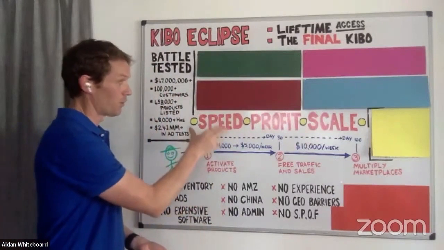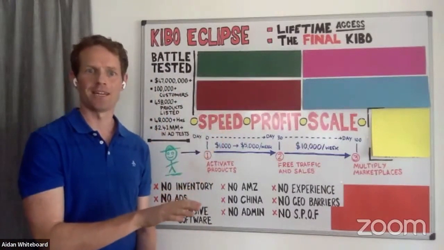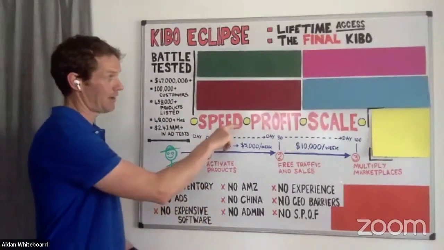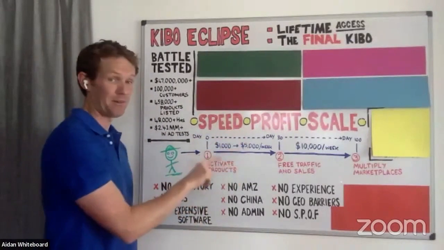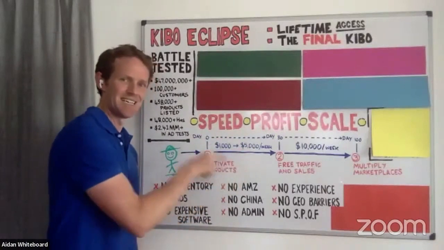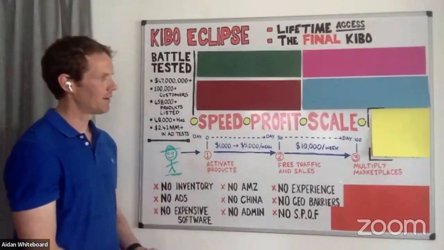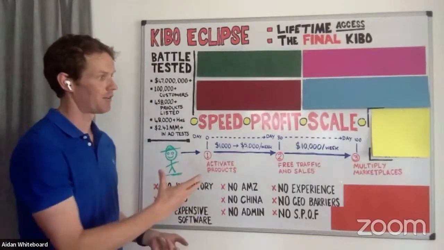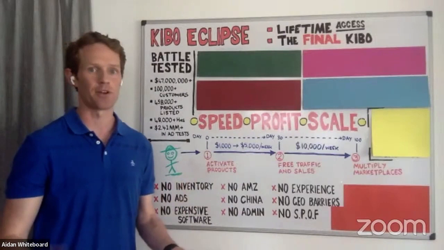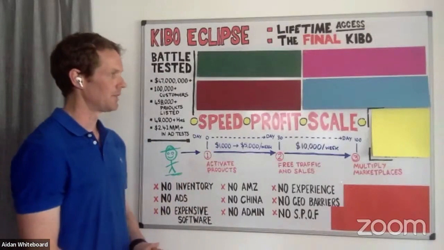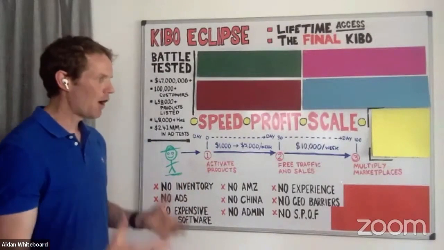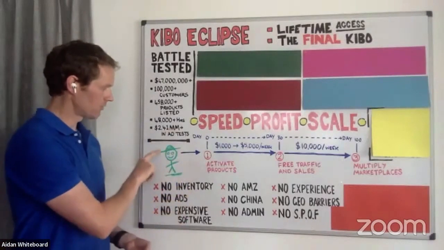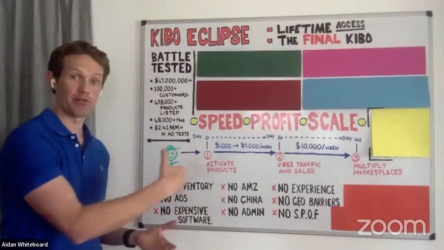So we've got speed. We've absolutely got speed because we can get products up in just a matter of seconds, okay? Profits, we can actually have much higher profits especially because we're starting with free traffic, okay? And scale, we've got massive scaling opportunities later when we start expanding into different marketplaces. Just one of them I mentioned a moment ago was Walmart. It's absolutely huge.